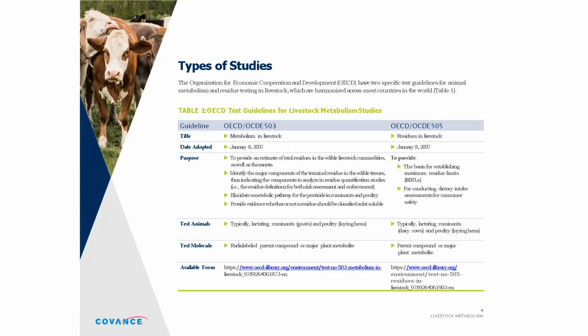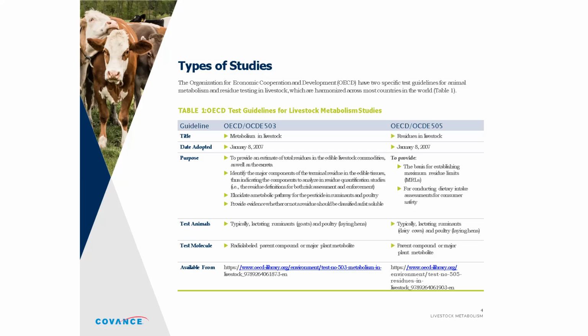The test animals in 503 are typically lactating ruminants. Please note that these include goats and laying hens, especially poultry, whereas OECD test guideline 505 typically uses lactating animals, with residues in the milk, especially of dairy cows, and also laying hens. The test molecule is usually radiolabeled in 503, and the parent compound or its metabolites are radiolabeled. They are administered to the animals, and the residual effects are seen either in the meat, the milk, or the egg.